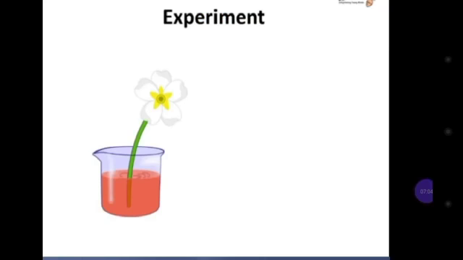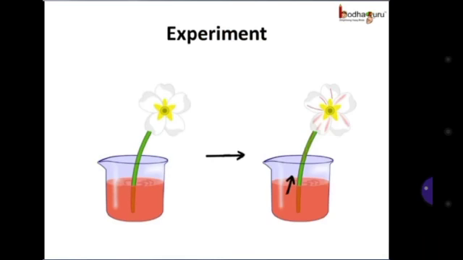Now let us perform an experiment to understand the functioning of xylem. Cut a herb with a white flower. Place the stem inside the beaker half filled with water. Now put a few drops of red ink in the water and stir it. Keep it undisturbed and watch what happens the next day. The next day you will see a few red lines appear in the stem and flower.